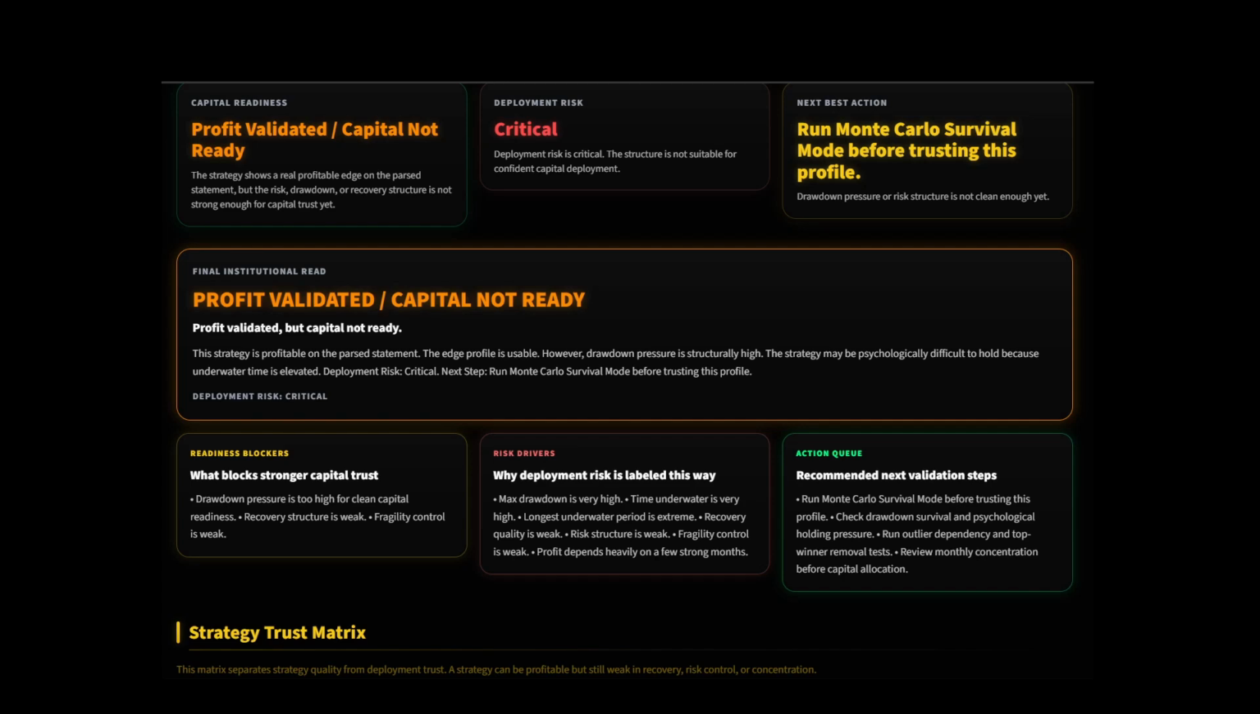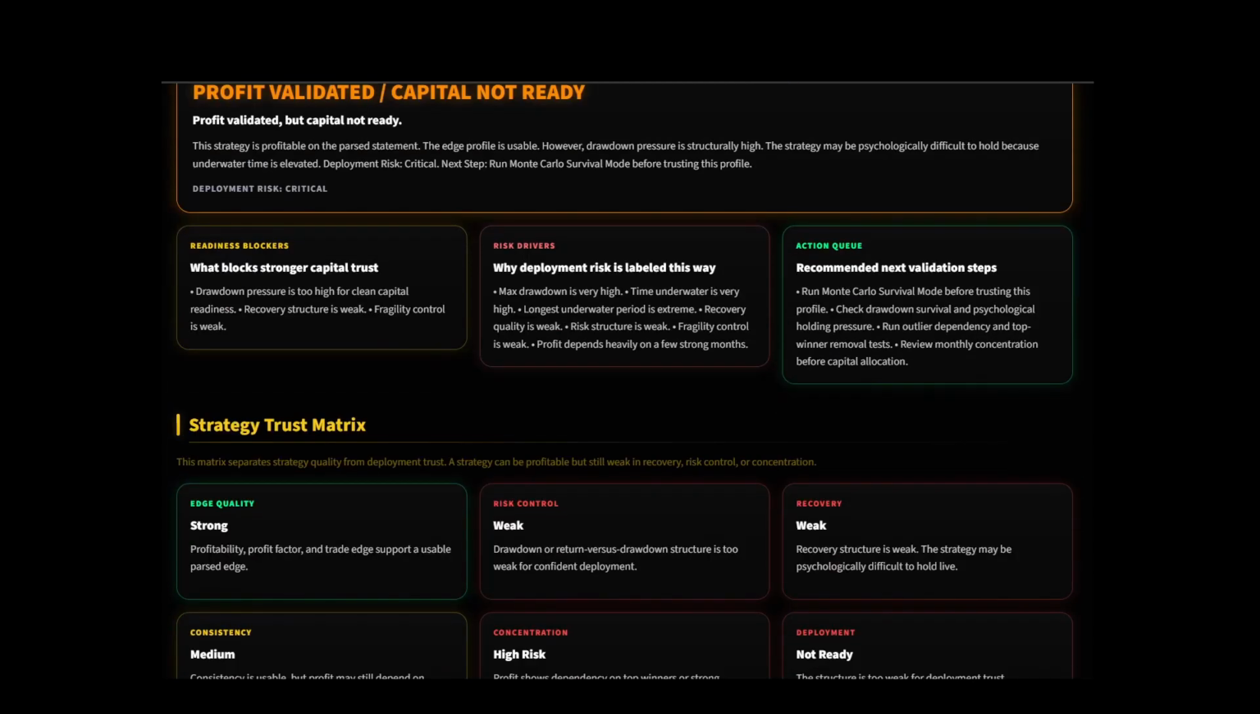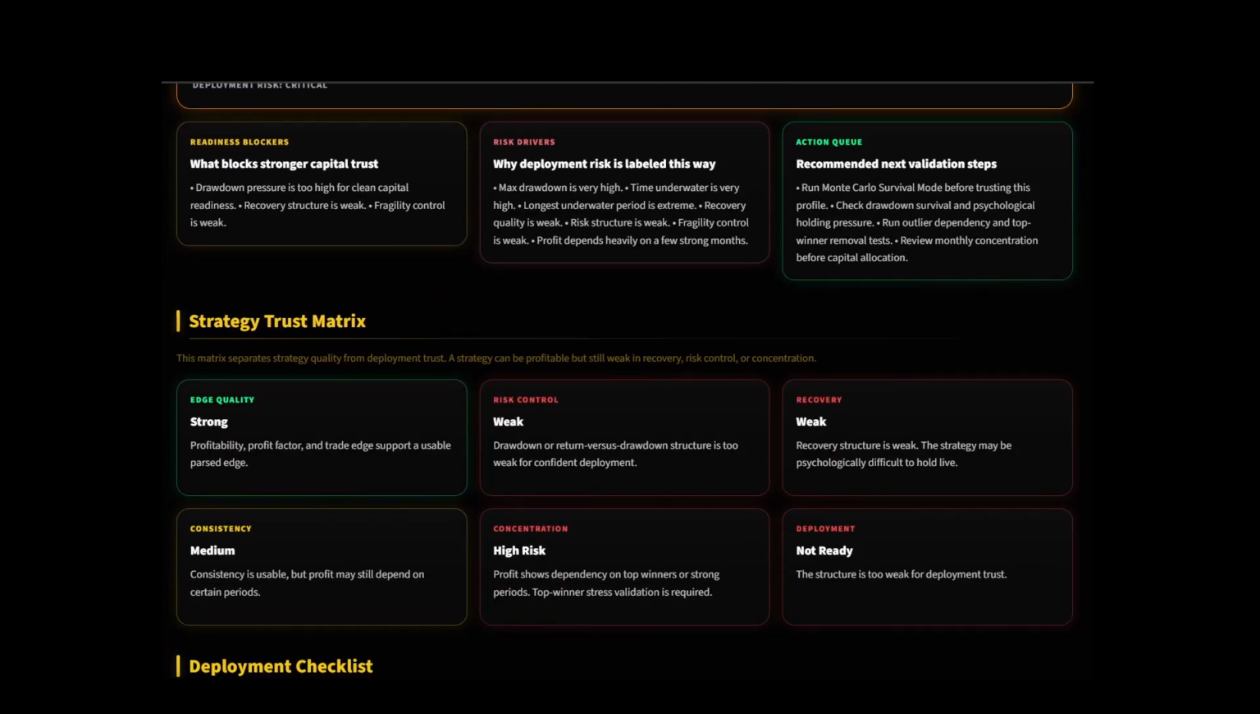After that, we get the strategy trust matrix. This matrix separates different trust categories. Edge quality can be strong, while risk control can still be weak. Recovery can be weak. Consistency can be medium. Concentration can be high risk. And deployment can still be not ready.